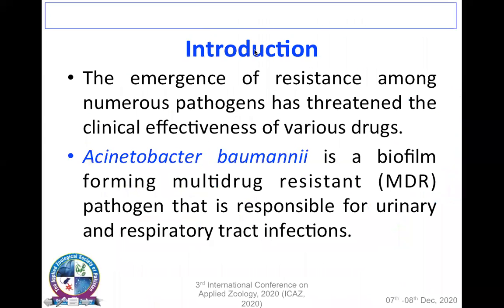Due to the emergence of resistance among numerous pathogens, the scientific community has been threatened, because the clinical effectiveness of various drugs has been compromised. When we talk about Acinetobacter baumannii, it is an opportunistic pathogen that is also a biofilm former. It is a superbug. It can resist multiple drugs, and a number of infections can be caused by this pathogen, for example, urinary tract and respiratory tract infections.